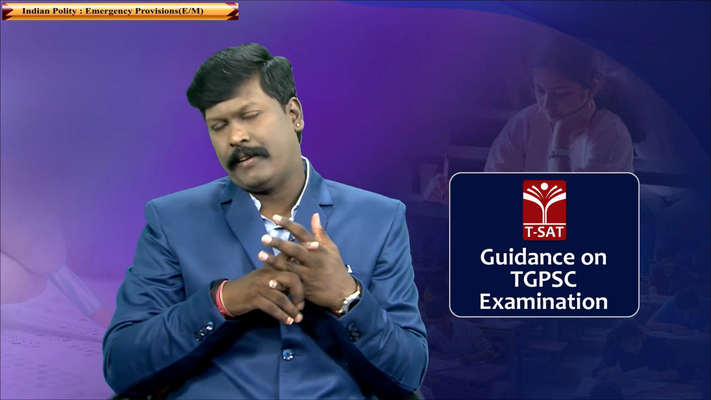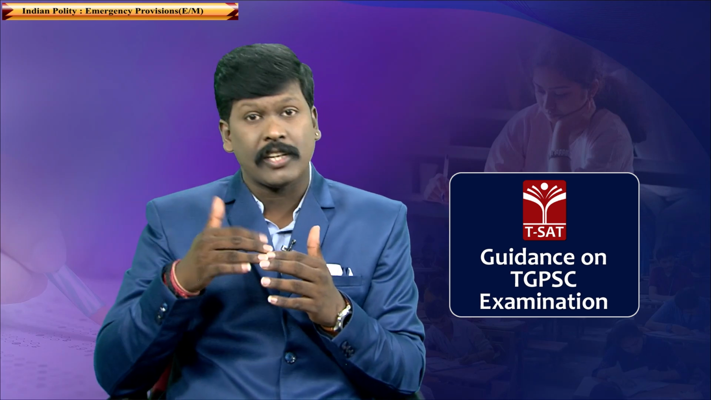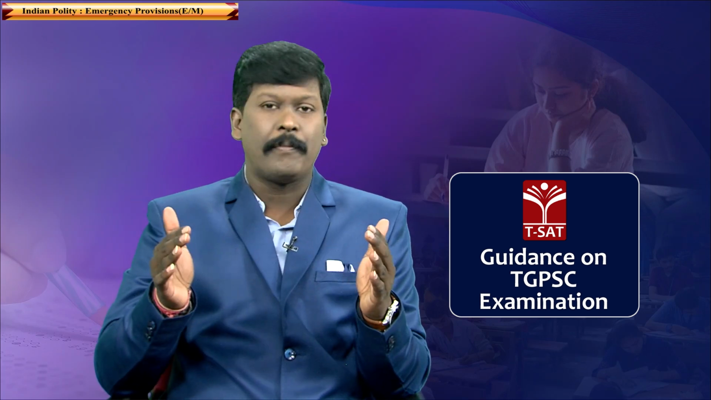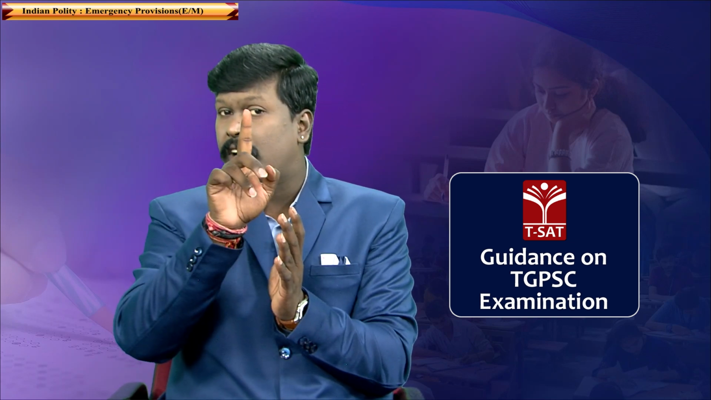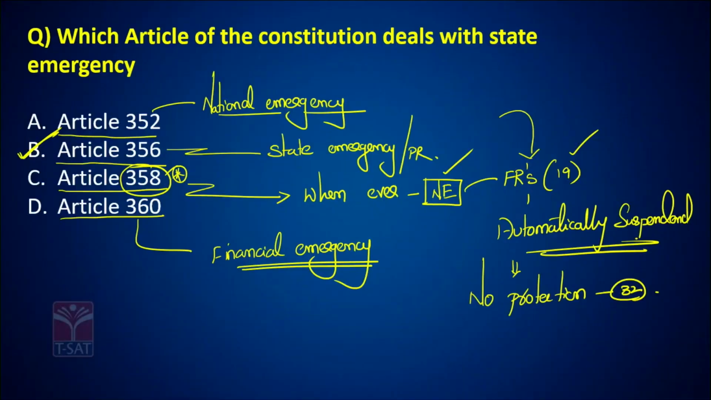It doesn't mean that Article 19 is not there. Article 19 will be there, which gives right to freedom of speech and expression, or right to movement, or right to reside and settle anywhere in the country, or right to form associations, or right to assemble peacefully, or right to start any occupation, etc. All these rights under Article 19 will be there, but the protection to Article 19 will be lost according to Article 358 if national emergency is imposed. So this is your discussion.